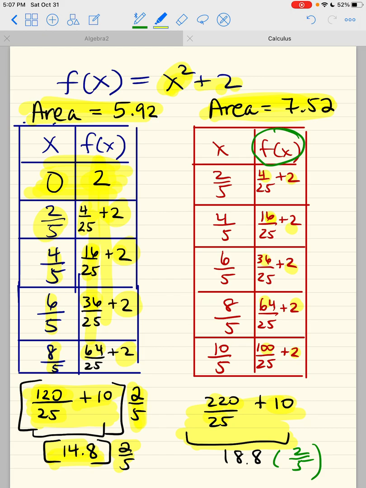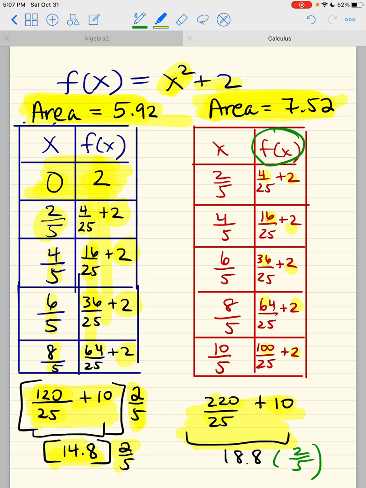So what we did was we found an under approximation and an over approximation by using what they call inscribed rectangles and circumscribed rectangles, okay? This is an over, this is an under, this is a left, this is a right. So my actual area has to be somewhere between 5.92 and 7.52.